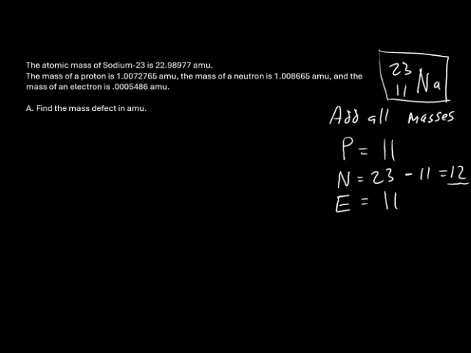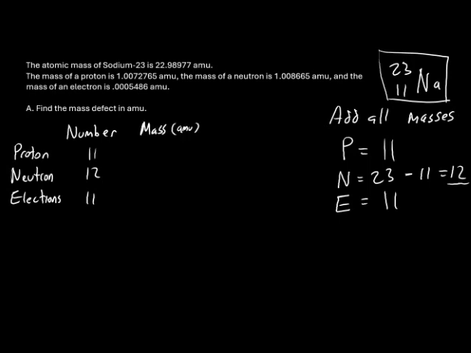Now we'll make a table to help us sum all of the masses up. We'll first list the numbers of protons, neutrons, and electrons. There were 11 protons, 12 neutrons, and 11 electrons. Now we'll write the masses of each one. We'll copy our numbers given for the mass of protons, neutrons, and electrons. Now we'll multiply the number times the mass for each line.